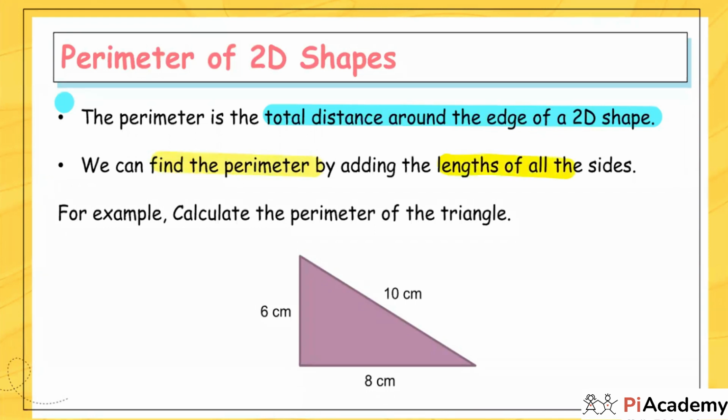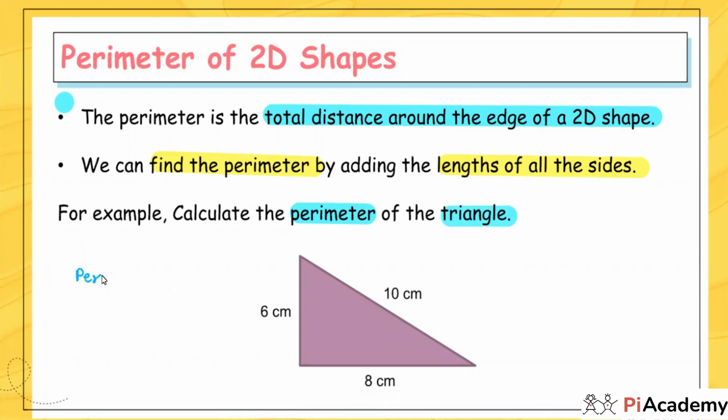Let's take one example, so it will be very easy and clear to all of you. As you can see here, we have a triangle, and as we all know, a triangle has 3 sides. Here the dimensions are also given. One of them is 6 centimeters, another is 8 centimeters, and the third side, the longest side, is 10 centimeters. The question is to find the perimeter. As per the definition, perimeter is nothing but the total distance around the edge of a 2D shape. This is our 2D shape, a triangle, and now we have to figure out the total distance. So let's add them.